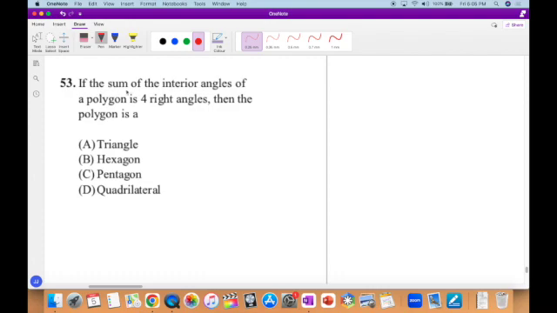If the sum of the interior angles of a polygon is 4 right angles, then the polygon is not a triangle, a quadrilateral.